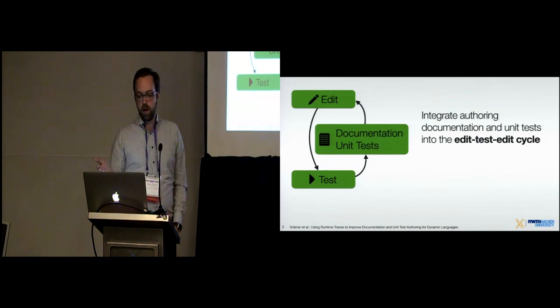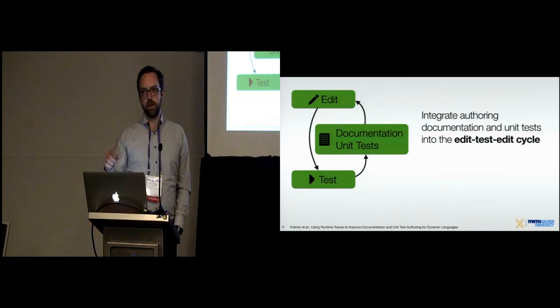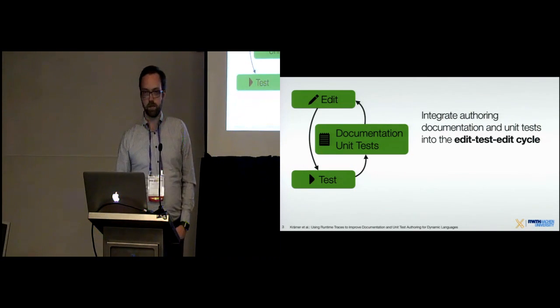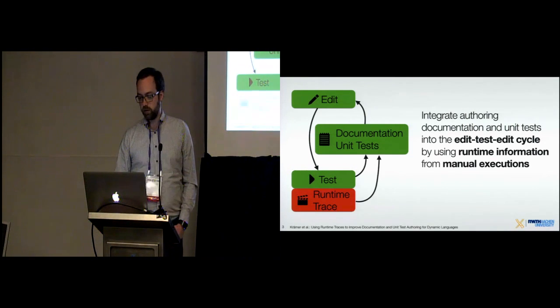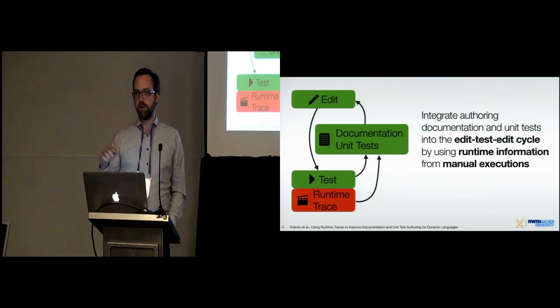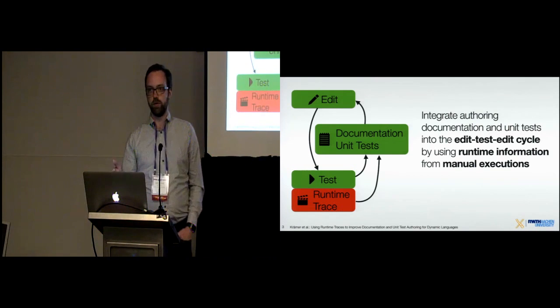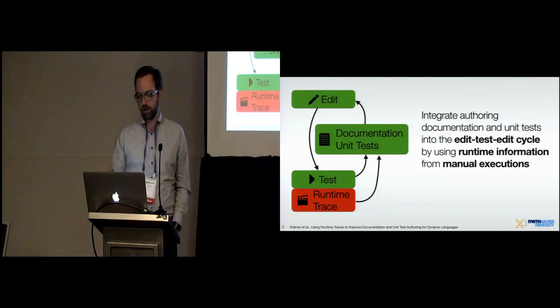So our idea is to integrate this documentation and unit test authoring into the edit, test, edit cycle. But of course, if we insert something else into this cycle, we have to make sure that it's pretty quick and easy to do and allows for a fluid interaction. And to achieve this, we propose to use runtime information from the manual executions that occur during the test phase.